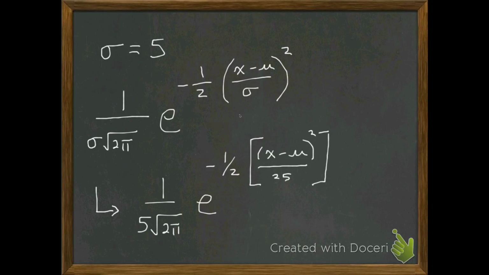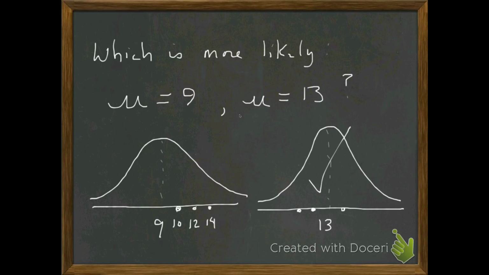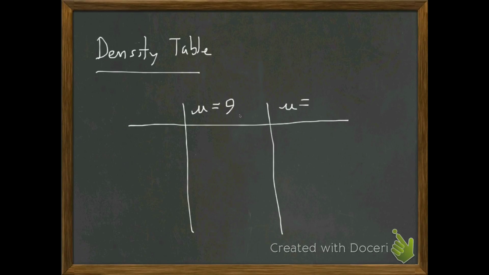Now, I want to investigate these measurements a little bit more, and I want to create a density table. What I actually want to do is go back to this problem that we're working with, and we looked at mu equal 9, and I think we looked at, was it 13? Is that what we looked at? Yeah, 13. And our observations were 10, 12, and 14.